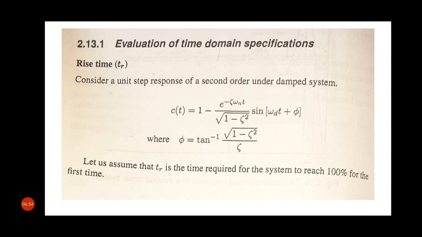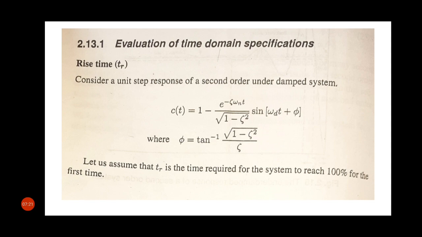Consider a unit step response of a second order underdamped system. We know the unit step response of a second order underdamped system is c(t) equal to 1 minus e to the power minus zeta omega n t divided by root under 1 minus zeta square into sine(omega d t plus phi), where phi is tan inverse of root under 1 minus zeta square divided by zeta.